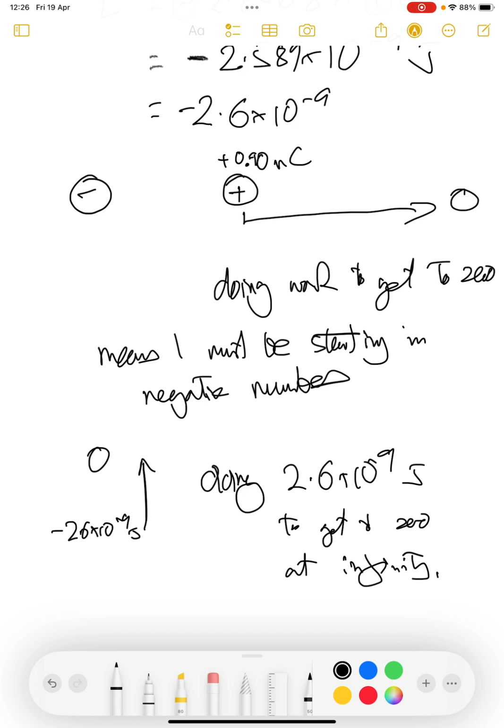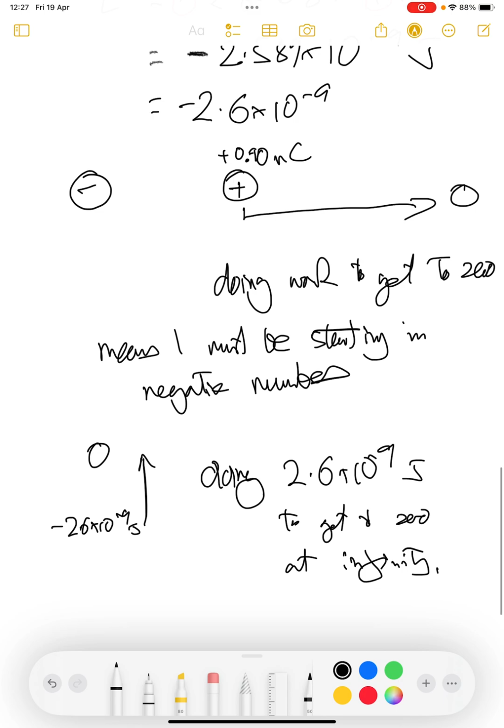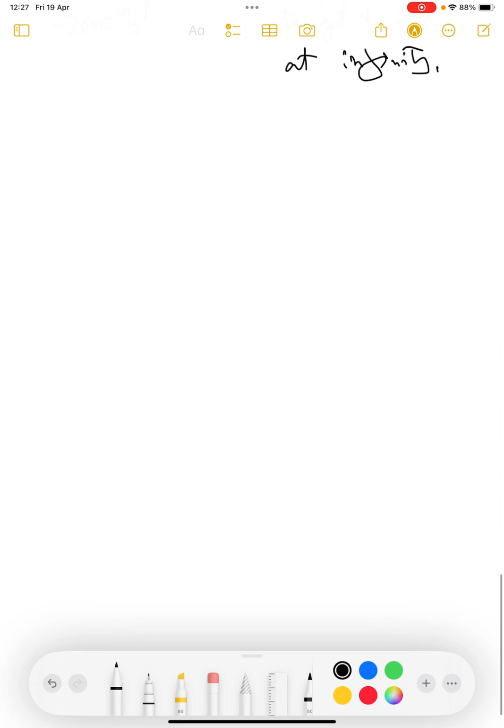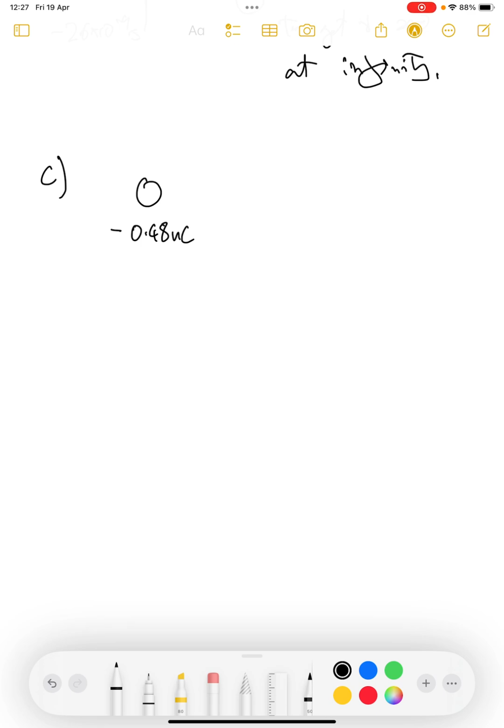Right, I notice my handwriting starts to get bad after a while, but I'm going to keep plodding on. So, now it says C. For each of the charges in part B, calculate the work needed to change the separation of the system to 0.58. Okay, so here let's have our minus 0.48 nanocoulombs. You've got another one.